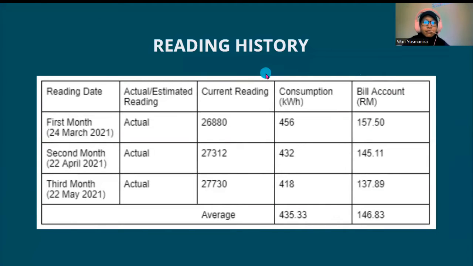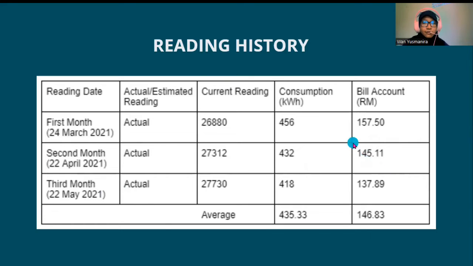I have collected electric bills for 3 consecutive months starting from March 2021 with the electrical consumption of 456 kilowatt hour and the bill amount is 157 ringgit and 50 cents. In April 2021, electrical consumption is 432 kilowatt hour with the bill amount of 145 ringgit and 11 cents. And May 2021 with the electrical consumption of 418 kilowatt hour with the bill amount of 137 ringgit and 89 cents.